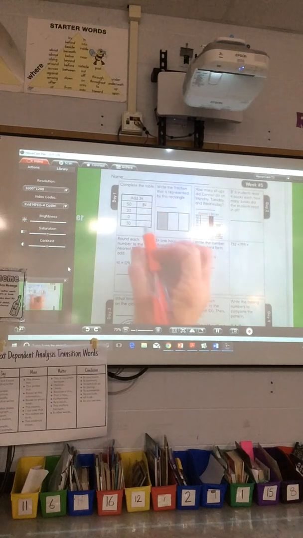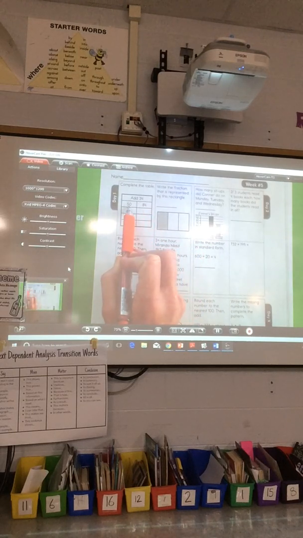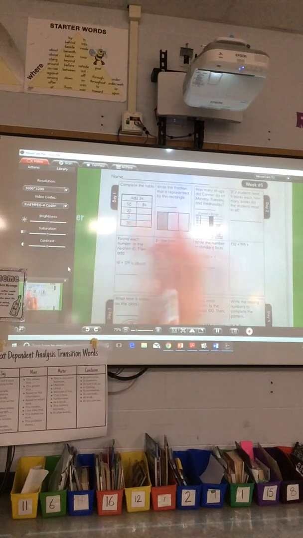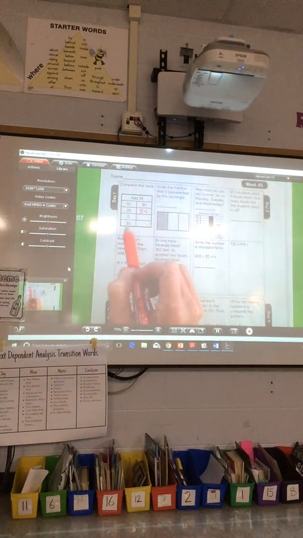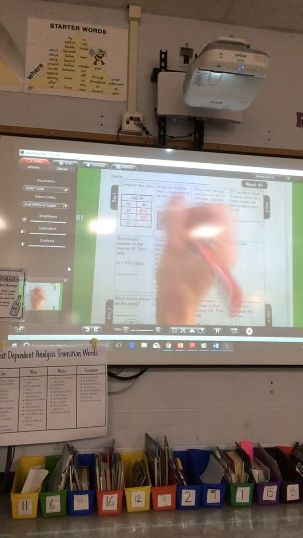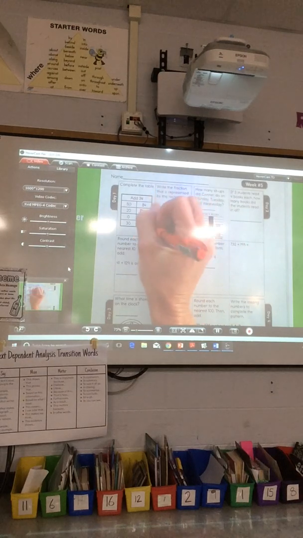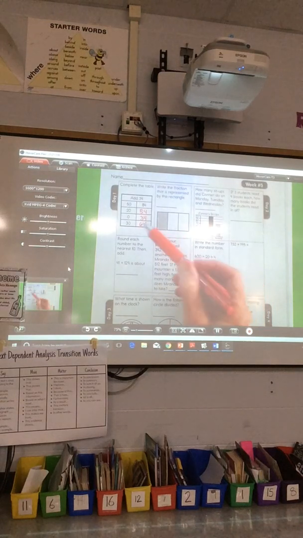Alright, the first one says complete the table. Our table tells us we need to add 34 to each one of these numbers. So adding 34 to 50 gives you 84. Adding 34 to 20, you should have gotten 54. If you add 34 to 0, you should get 34. And if you add 34 to 30, you should get 64. Check your work. If you didn't do it, go ahead and fill that in.